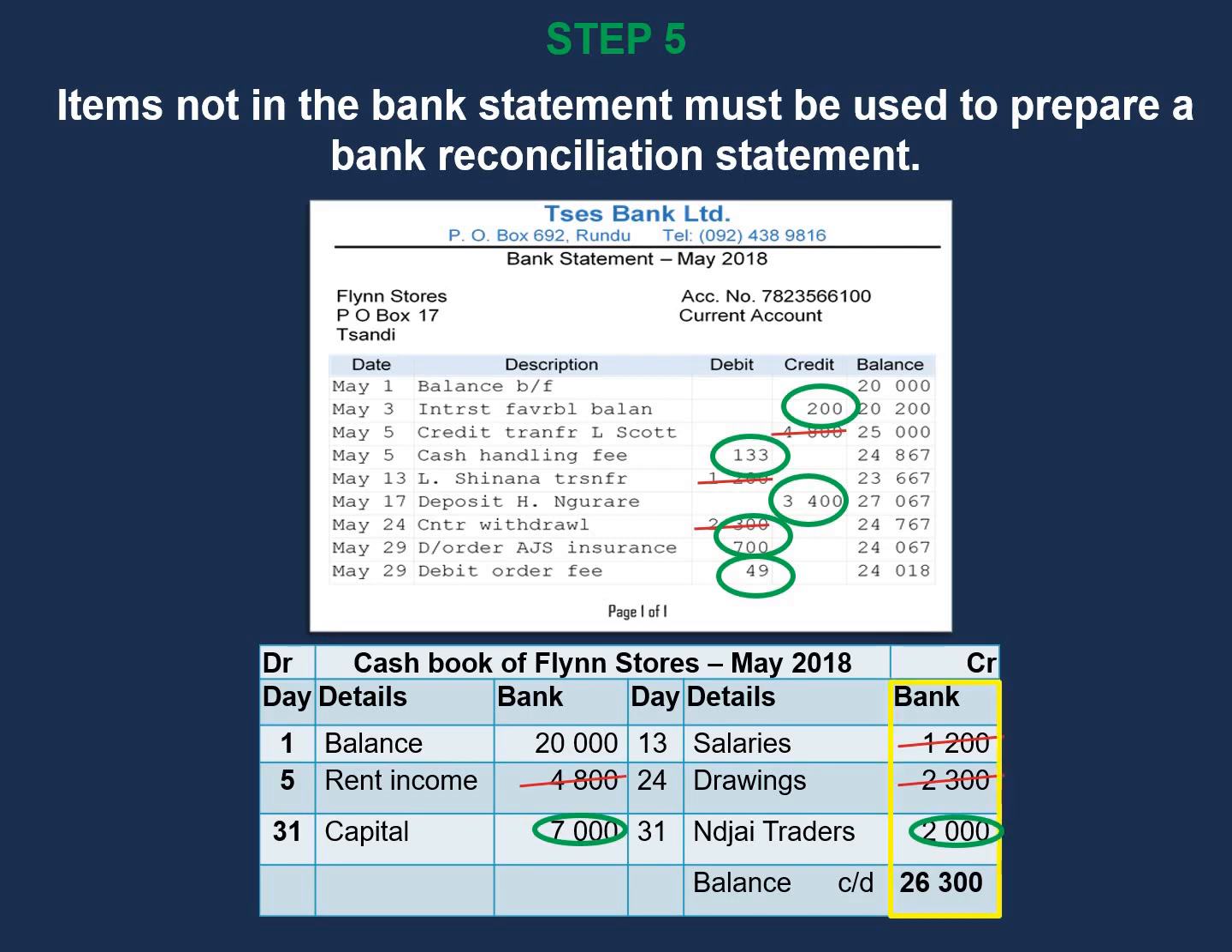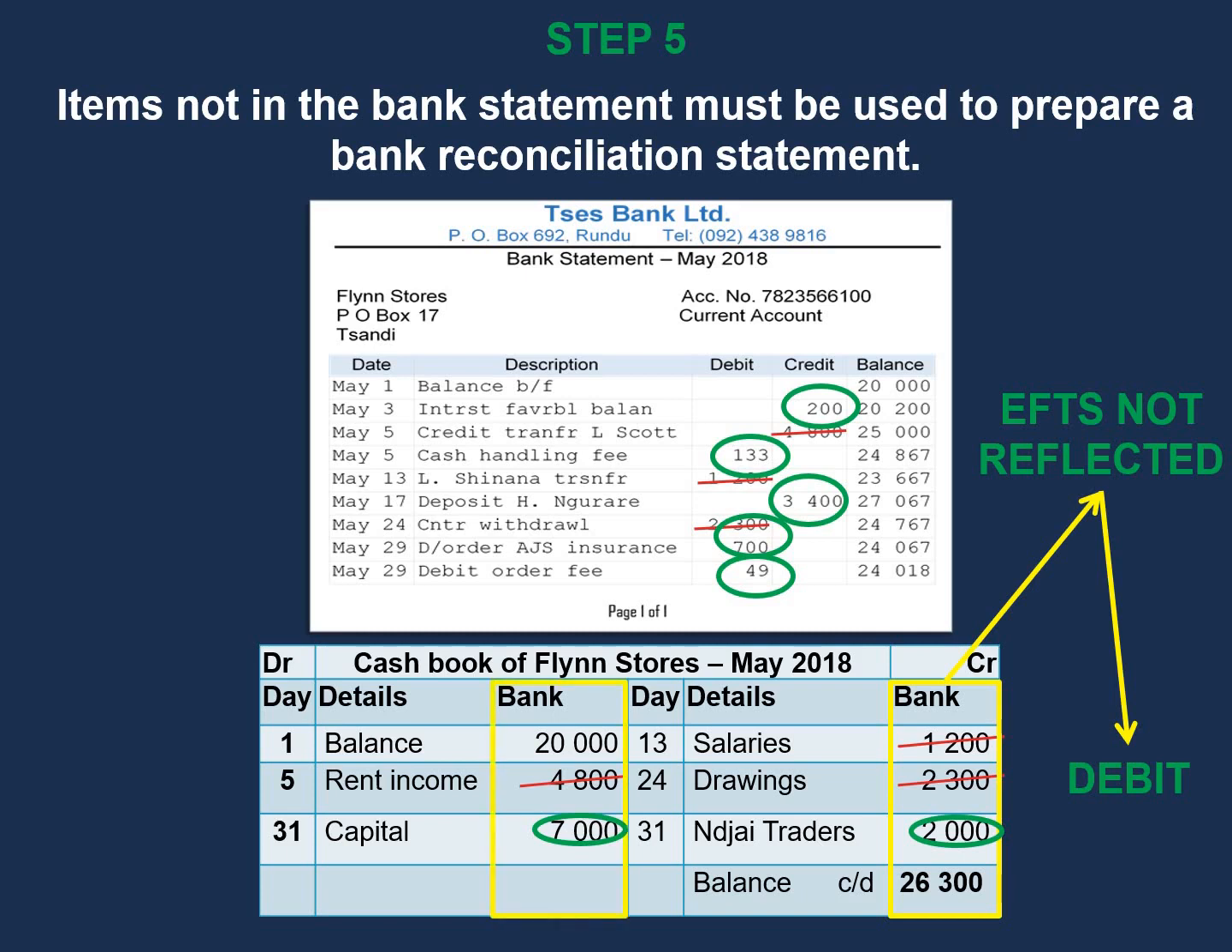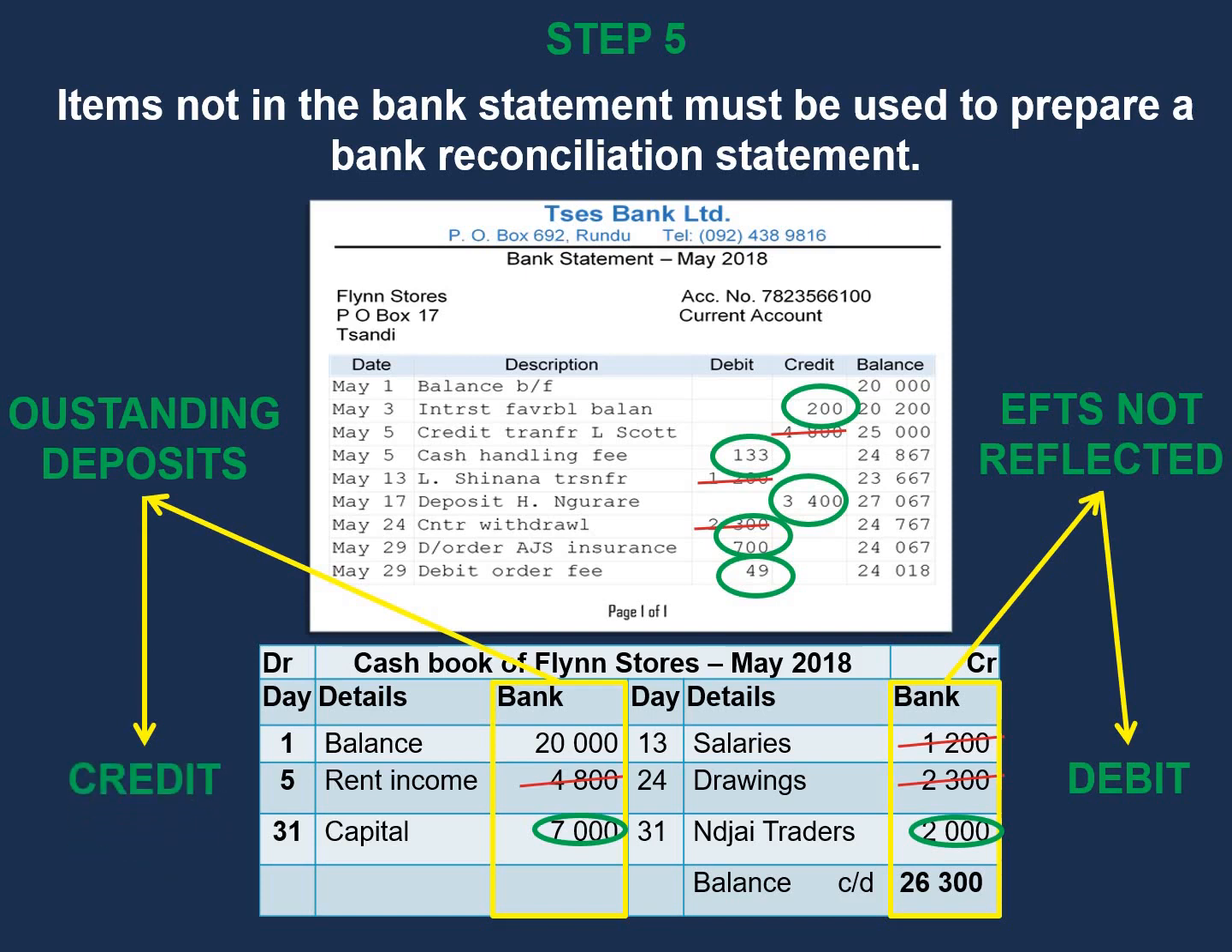So the items on the credit side of the cash book are EFTs, which are not reflected, and they will be posted to the debit side of the bank reconciliation statement. And then the items on the debit side of the cash book, they are outstanding deposits, and they will be posted to the credit side of the bank reconciliation statement. Now let's go ahead and complete our bank reconciliation statement.